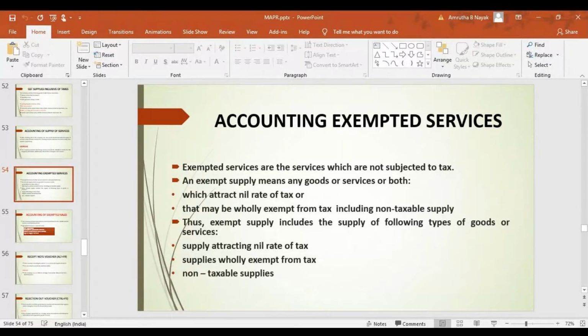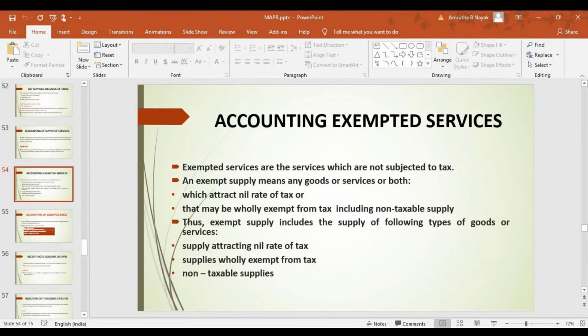An exempt supply means any goods or services or both. As with the exempted voucher we did, we did not apply the tax for it. It can be either goods or services, or both of them, which attracts nil rate of tax, or that may be wholly exempt from tax, including non-taxable supplies. So it might be partially or completely. Nil rated tax means 0%.